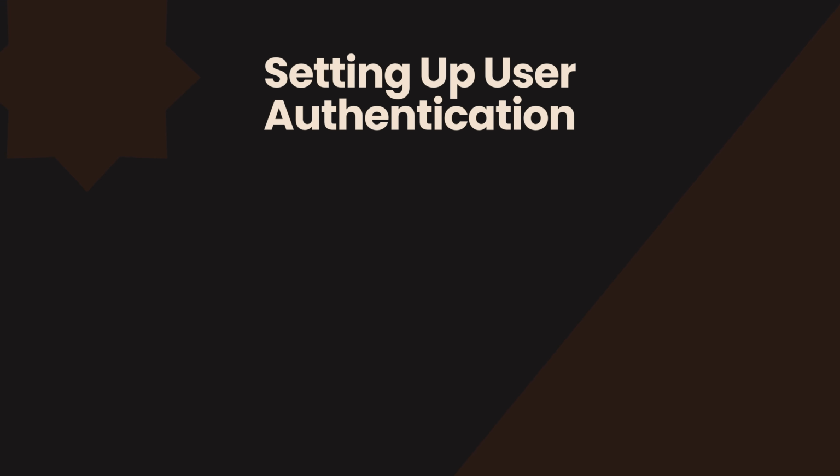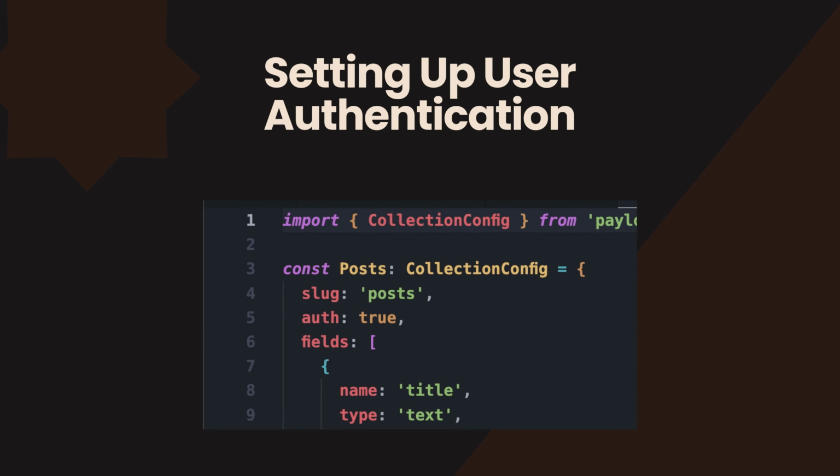To enable authentication on a collection in Payload CMS, you need to set the auth property to true in your collection configuration. This simple change allows Payload to handle user sessions, including login and logout operations, and managing user-specific data securely. When authentication is enabled, Payload automatically adds fields for handling passwords and session tokens, reducing the need for manual configuration and ensuring best practices are followed for user management.